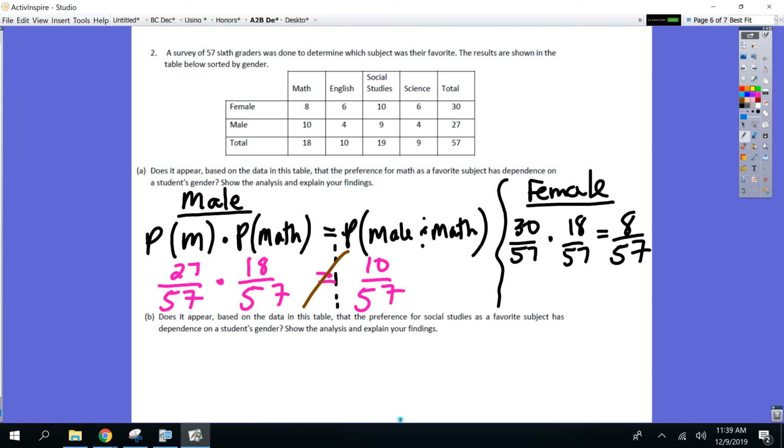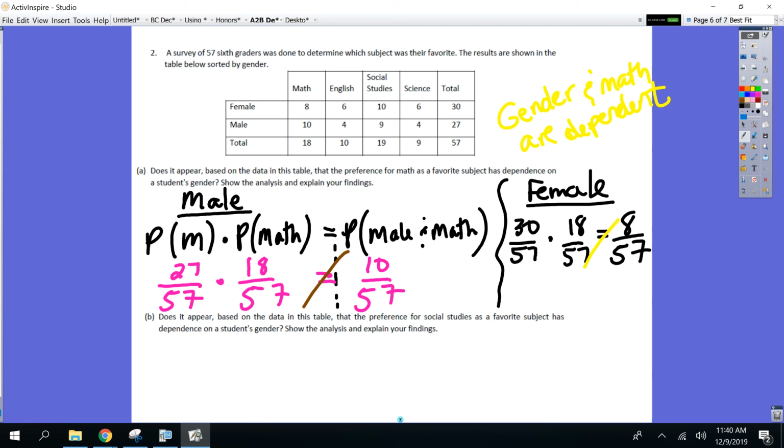Are they equal to each other? Anybody finding if they're equal? Nope. So what can we say about gender and math here? They are dependent on each other, yes. Gender and math are dependent on each other. Are we ever going to get an independent one, you ask? The next problem. One depends on the other.